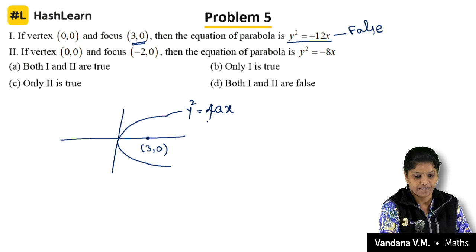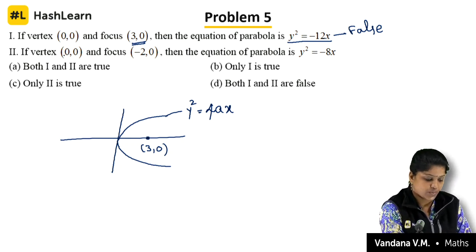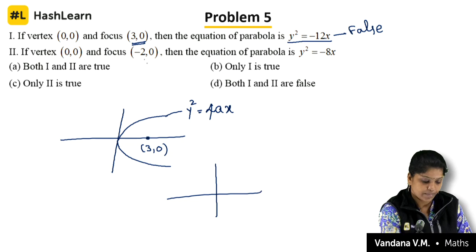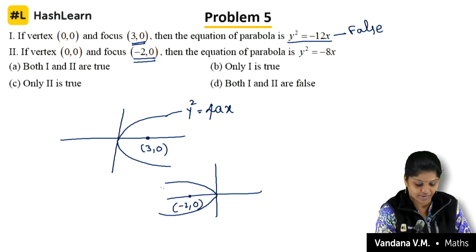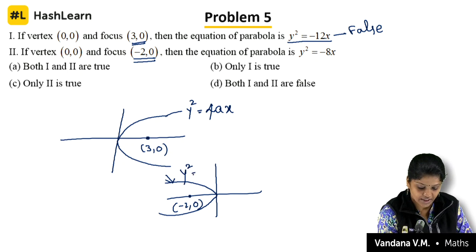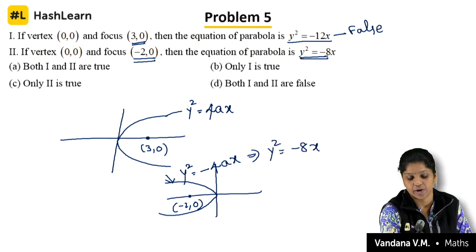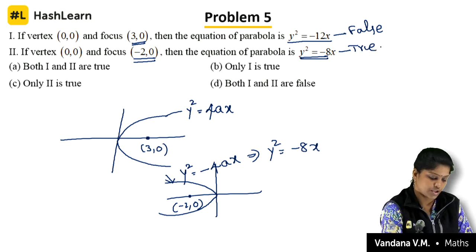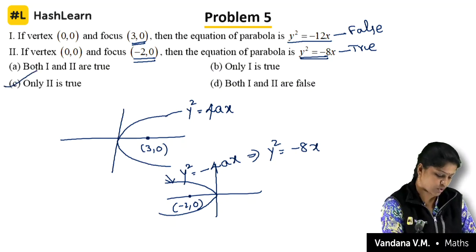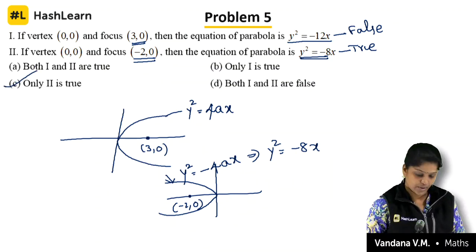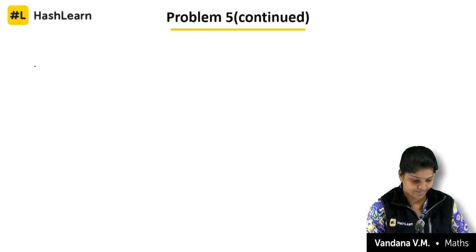Okay, Rajan, okay. Next one, the second one also, see, minus 2, 0. That means it is on the negative side of the x-axis. Usually I will have the equation as y square is equal to minus 4ax. The a value is 2, so y square is equal to minus 8x. Yes, I got the same value, so it is true. So which option is correct? Option 2 only, only 2 is true. Clear, children? Okay. Next.